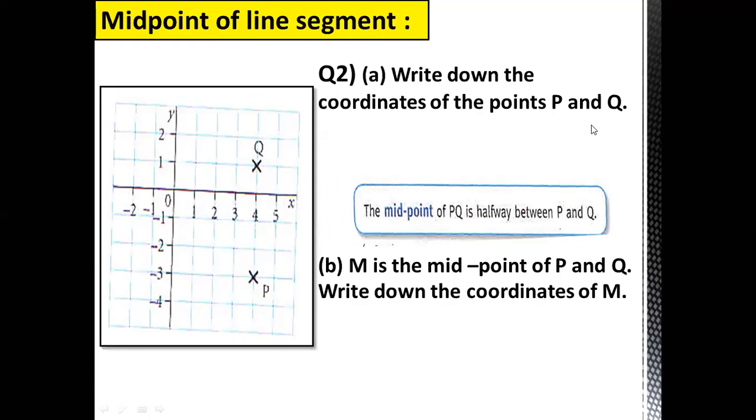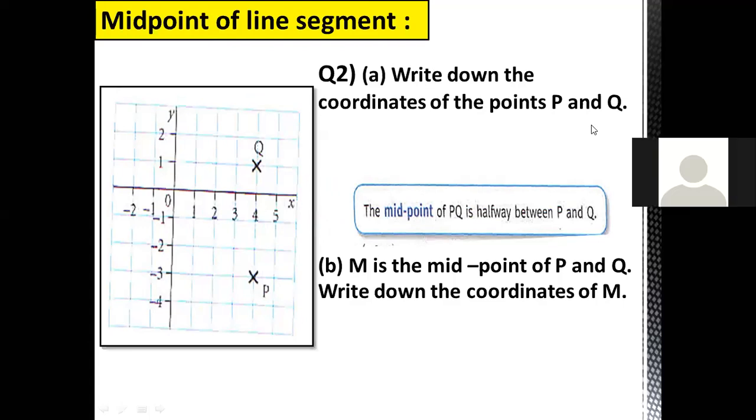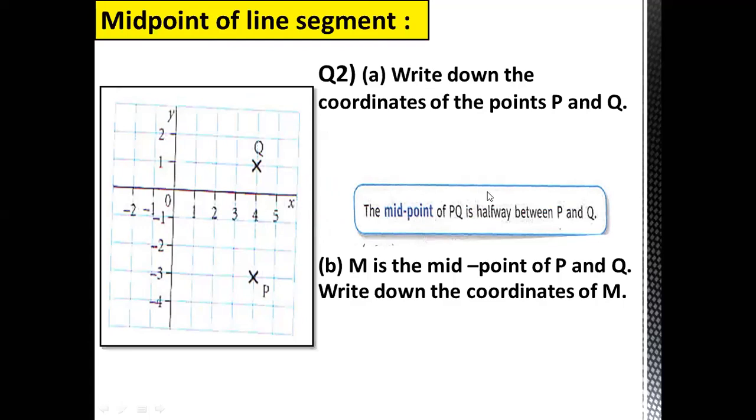Yusuf. Yes, Yusuf Khalid. What about the coordinates of point P and Q?